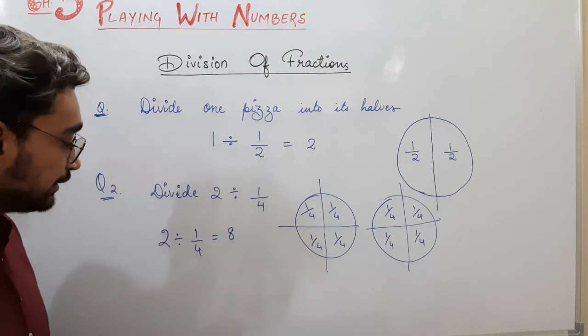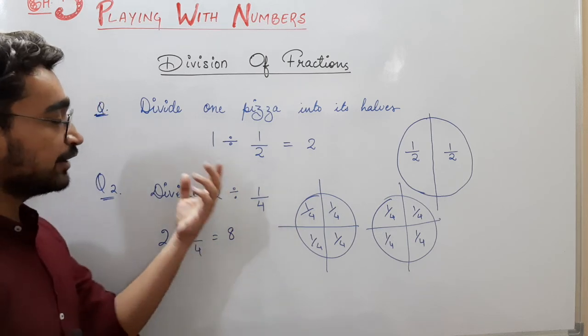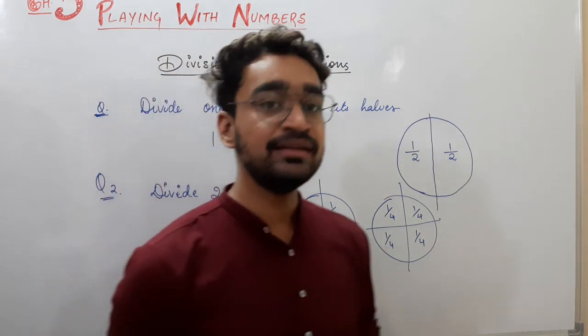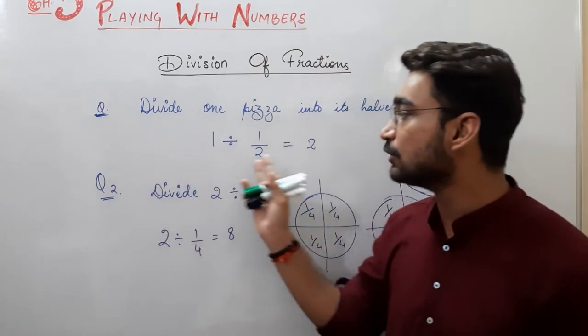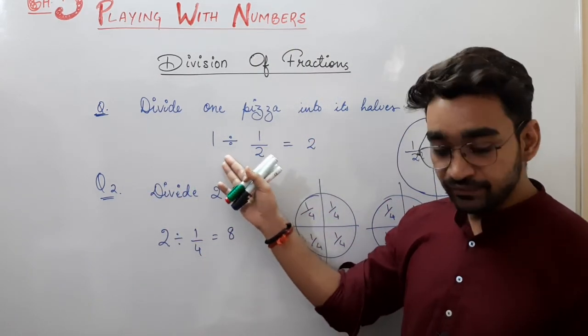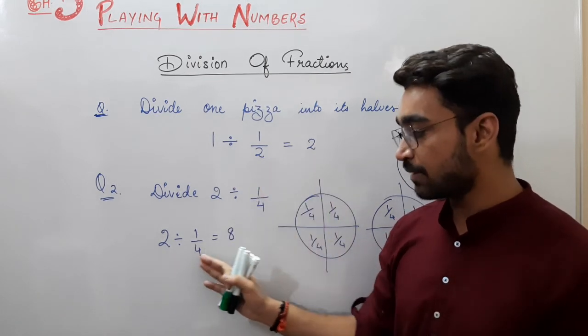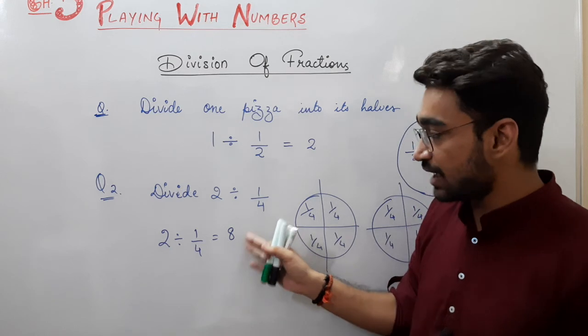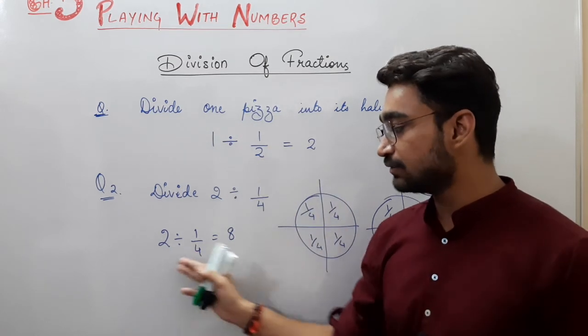See, is it a little bit amazing or a little bit confusing too? We know that whenever we divide any number, we always get a smaller number. But here it's completely opposite. When 1 is divided by 1 by 2, we get 2. When 2 is divided by 1 by 4, we get 8, which is bigger than both. For example, 2 is bigger than these, and 8 is bigger than these.